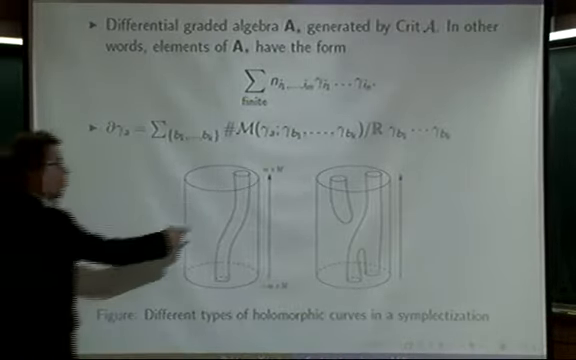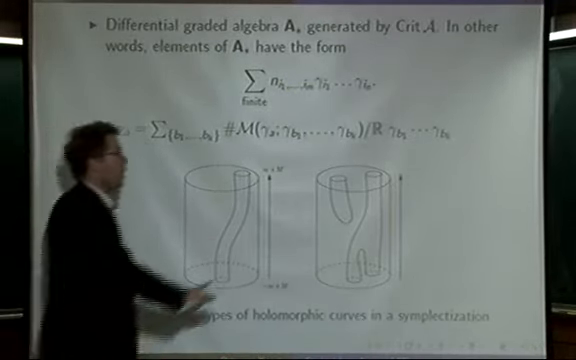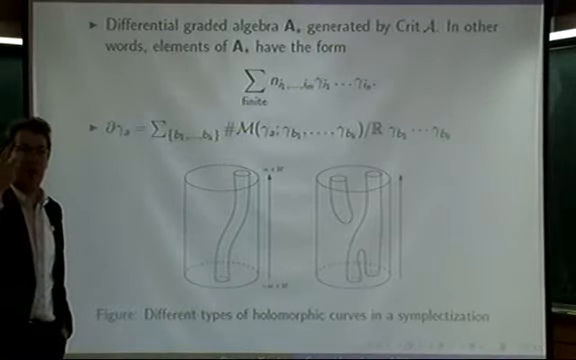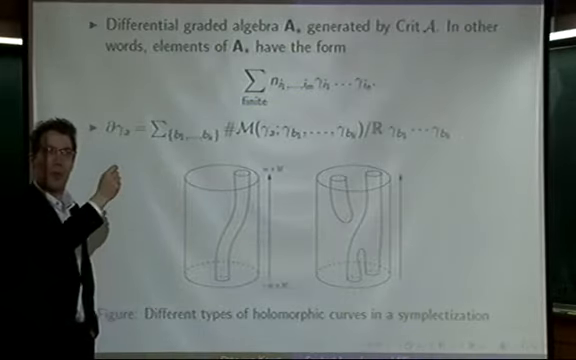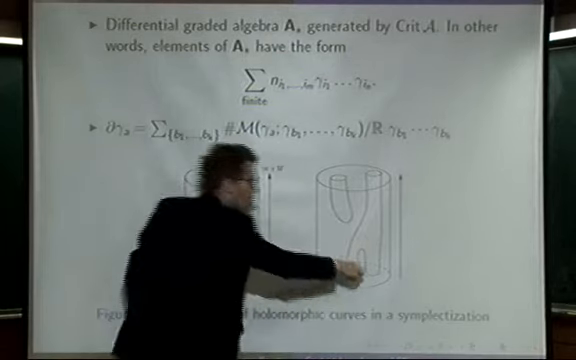So what do we count in this differential? Well, we count cylinders just as before, so that's the same term as before. We also count planes: if there's a rigid plane, then we would count this. This would correspond to the bad breaking term before, and we count also things like this.